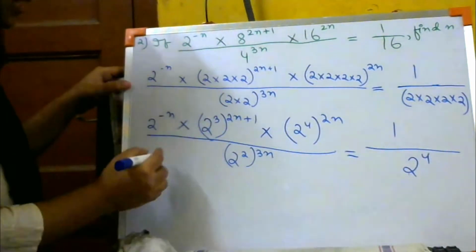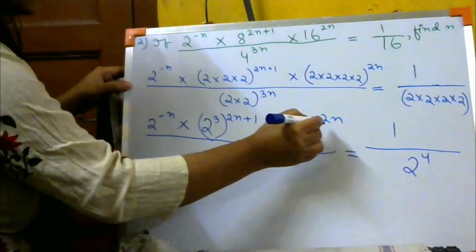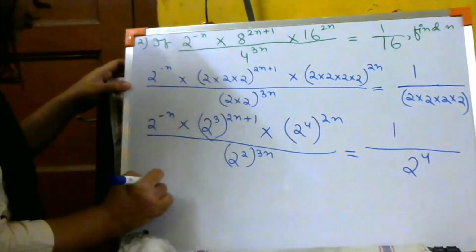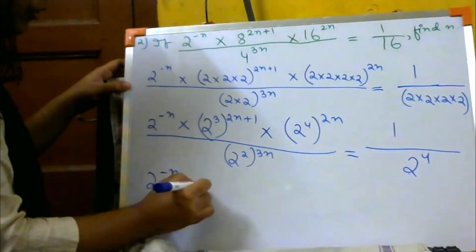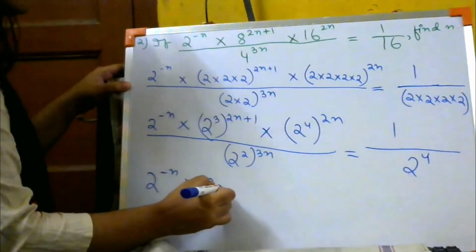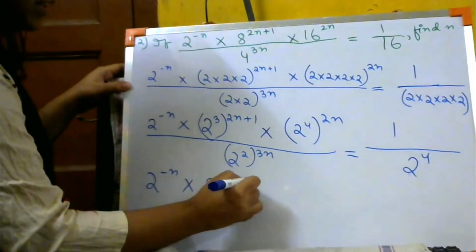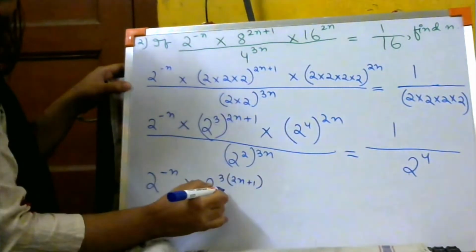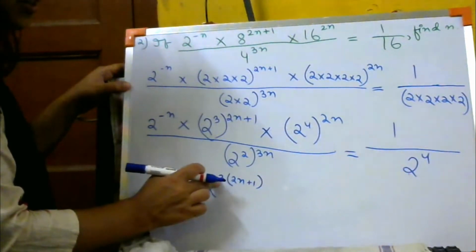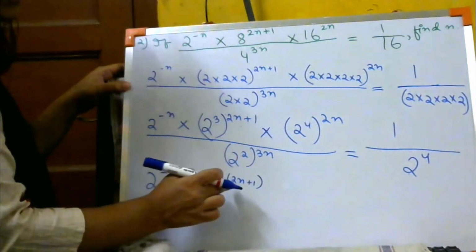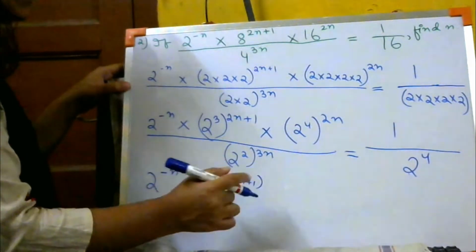Now next step, we are going to open these brackets. So 2 to the power minus n into, what happens when we open the bracket? In powers, multiplication happens. So 3 multiplied by 2n plus 1. We have to multiply this whole quantity by 3, that is why we have kept 3 outside and this inside the bracket, meaning we have to multiply it. Okay?